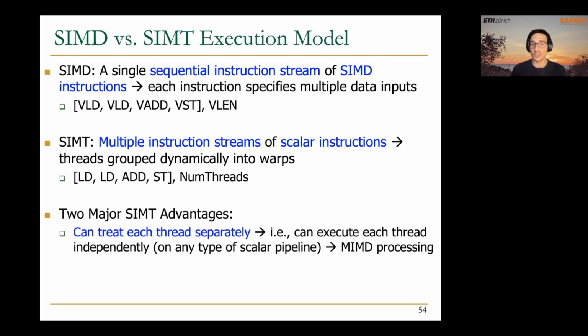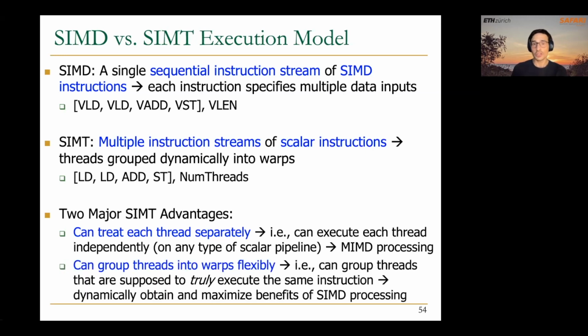SIMT has two major advantages over SIMD. First of all, each thread can be treated separately, and this gives us the possibility of writing code as if we were writing code for a MIMD machine, for a multi-core CPU. And also, it's possible to group the threads into warps in a flexible manner, in order to maximize the benefits of SIMD processing.